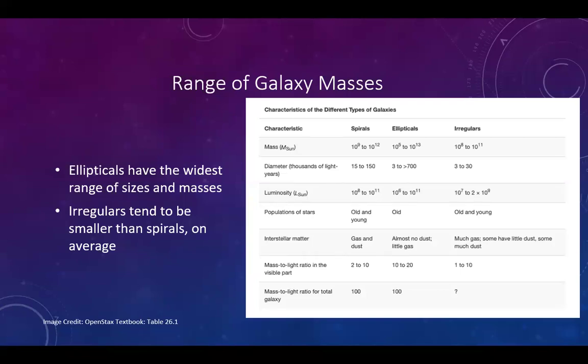And the mass to light ratio for the total galaxy is again about 100. Irregulars are 10 to the 8 to 10 to the 11 in solar masses, 3,000 to 30,000 light years across. The luminosity varies from around 10 to the 7 to 2 times 10 to the 9 times the luminosity of the sun. There's a mixture of young and old stars. There's a lot of gas. Some have little dust, some have a lot of dust. Their mass to light ratio in the visible part is about 1 to 10. And we can't really easily measure the mass to light ratio for the total galaxy because their orbits are too irregular.